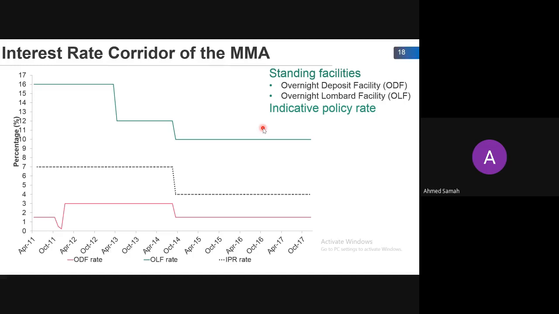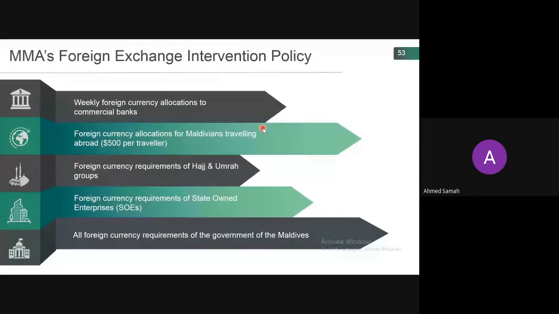Then ODF, I have explained. Then foreign exchange intervention. Because there is a high demand for foreign currency, if there is not enough foreign currency in the market, then the central bank will be selling foreign currency using the reserves to the market. Another way is, for some countries, there is excess demand for foreign currency.